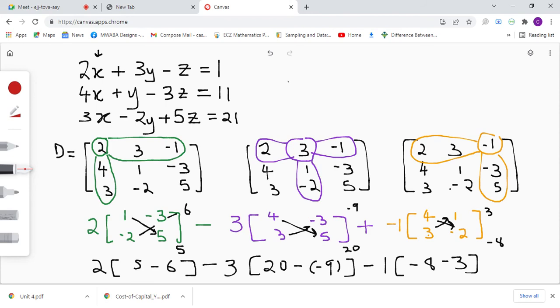Okay, I'll move to the top part of the board. So we're going to say 5 minus 6, that's negative 1. So we'll say 2 times negative 1, equals 2 times negative 1, minus 20 minus negative 9. We have a negative and a negative, so negative and negative make positive, so 20 plus 9, that's 29. Okay, so we'll have 3 here, open brackets, 29, minus 1, then we say negative 8 minus 3, that gives us negative 11.